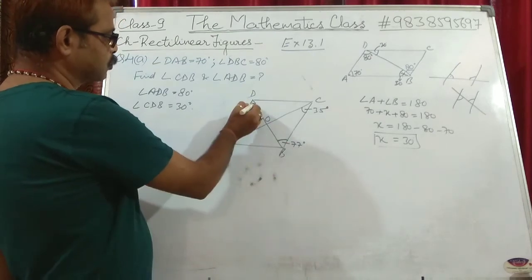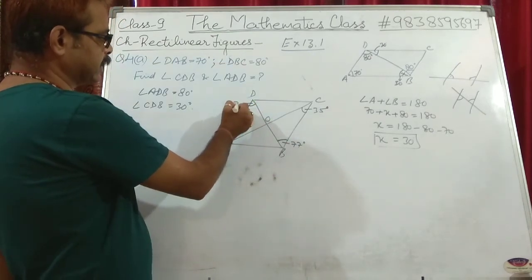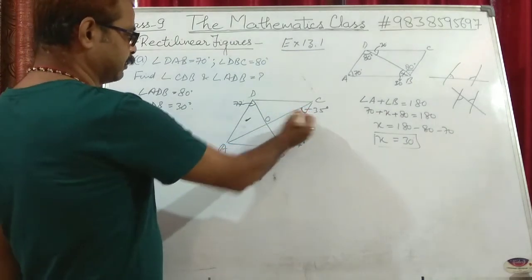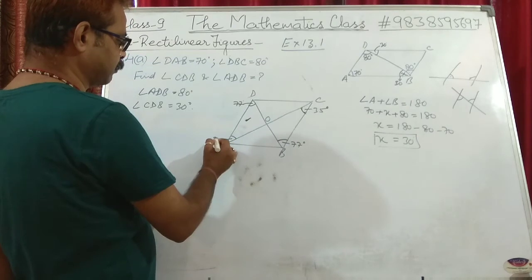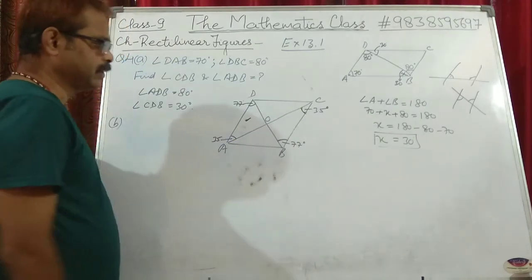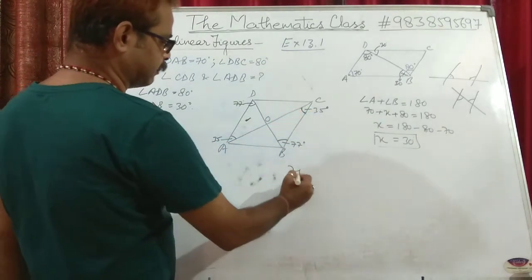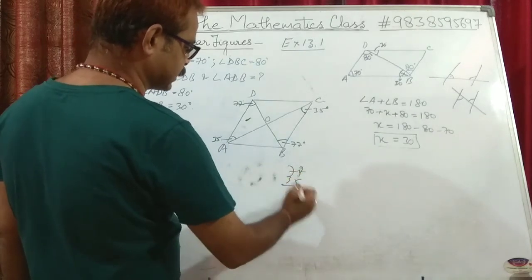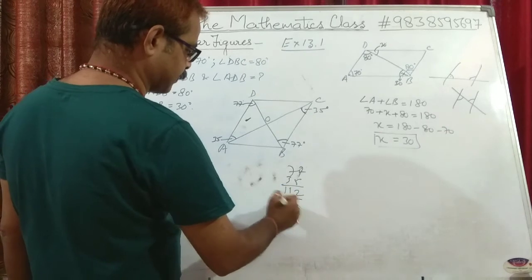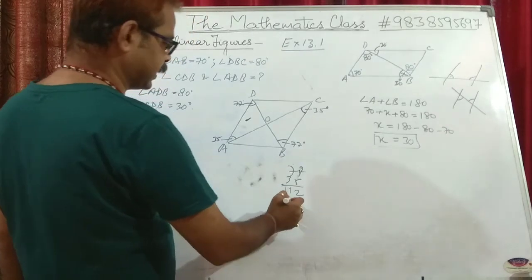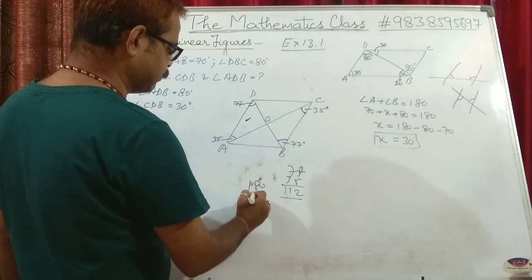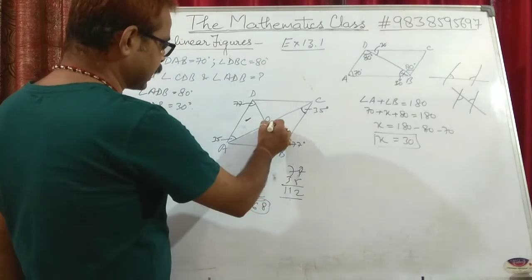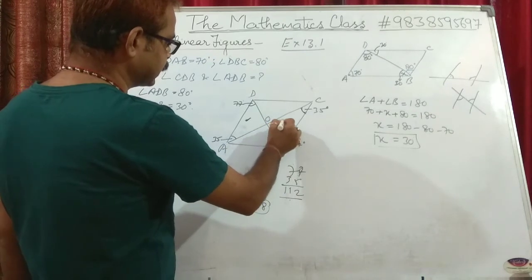Now this is 77. So this also will be 77 because alternate interior angles. This is 35, so this also will be 35, alternate interior angles. Now 35 and 77 make 112. So 180 minus 112 is 68. This angle comes to be 68 degrees.